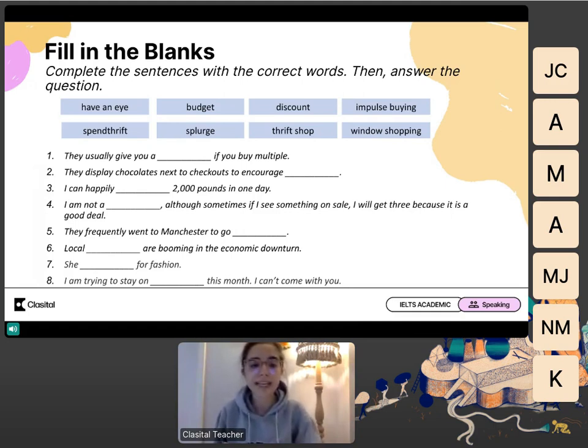Okay. Number five, they frequently went to Manchester to go window shopping. Yes, some cities are famous for their windows and displays. Apparently Manchester is one of them.